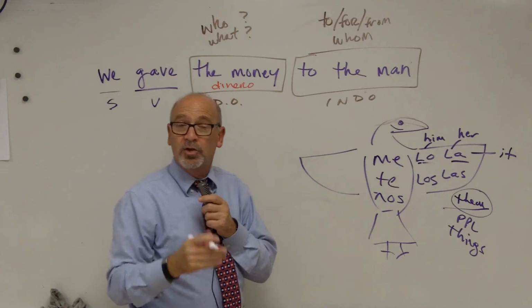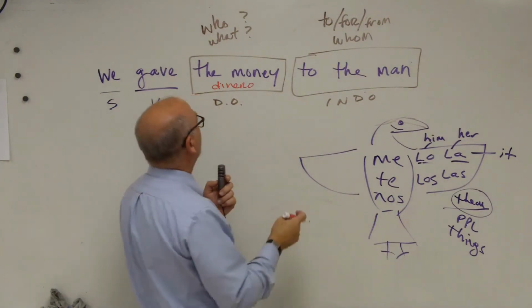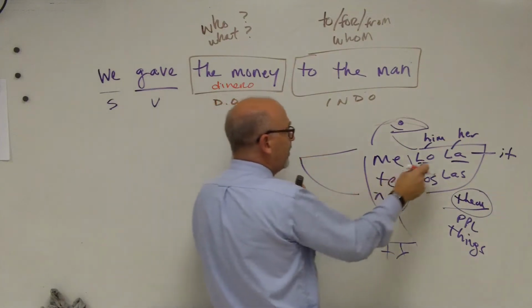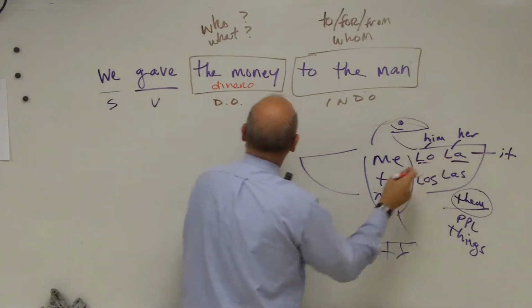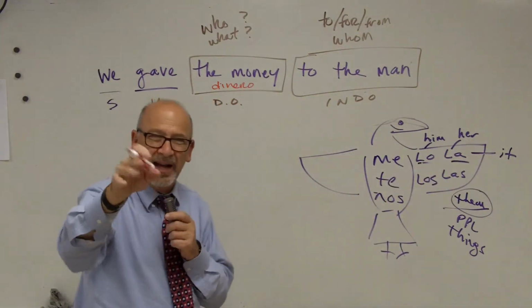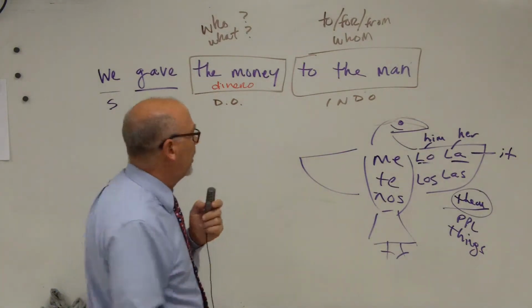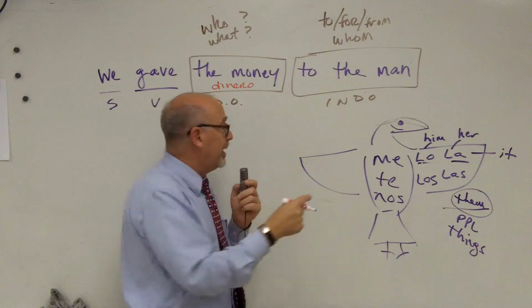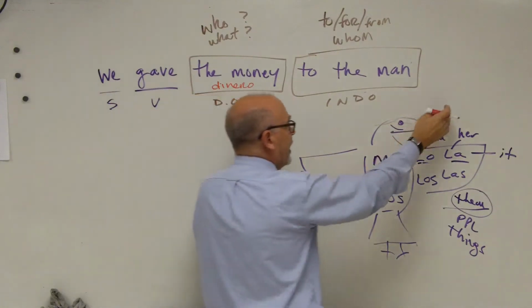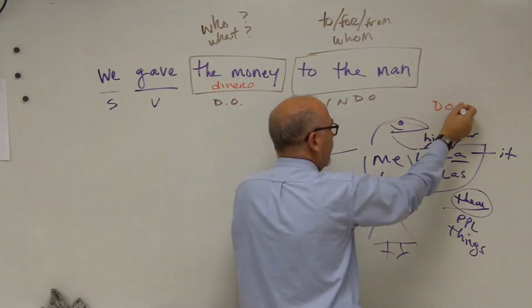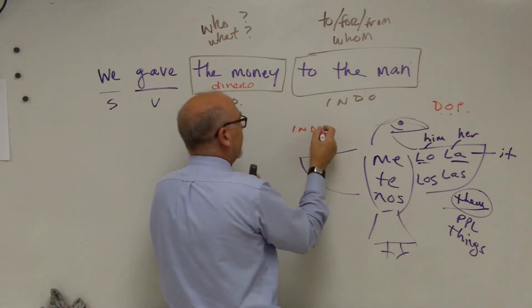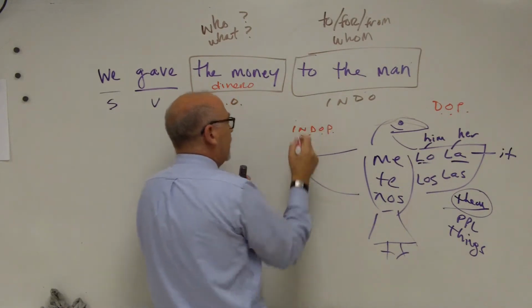All right? So what we would do is we would just choose, let's see, we gave what? We gave it, and we would probably use lo. Now, we're not going to get it all complicated here. But what do we do about to the man? That's where we get the other wing. This is the direct object pronoun side of the bird. This is the indirect object pronoun side of the bird.